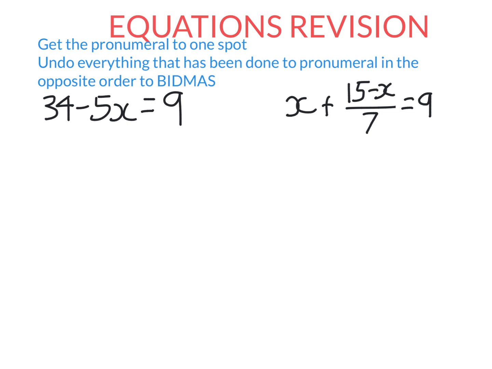So the way that we solve these types of equations called linear equations, where the x has no power attached to it, we get the pronumeral to one spot and then undo everything that has been done to the pronumeral in the opposite order to BIDMAS.